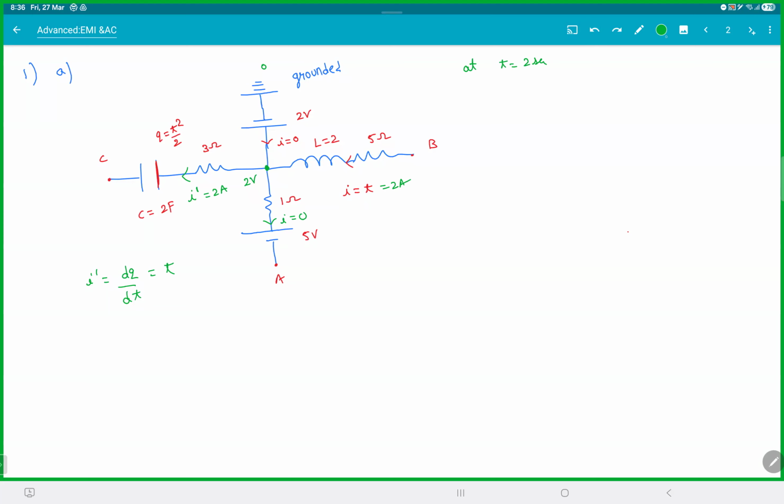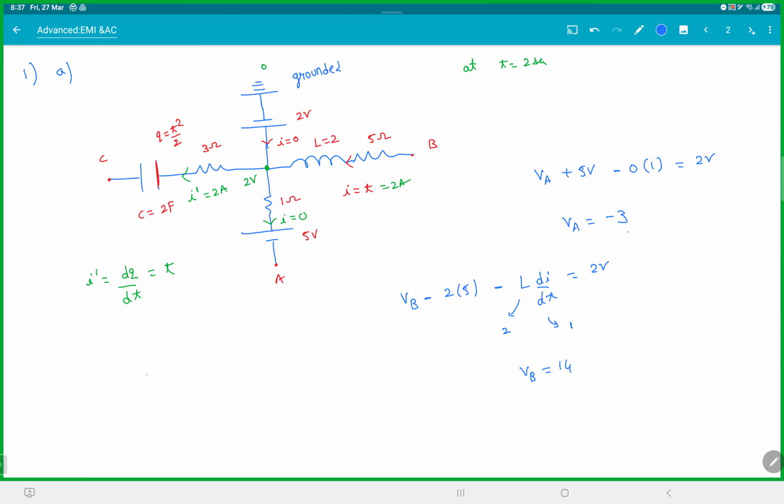So first get all the currents, and then apply Kirchhoff's law. We can start from A. I'll go from VA through the battery, 5 volt. There is no current there, so that is 0 into 1 ohm, and then I reach 2 volt. So VA is equal to minus 3. Go from B: VB minus 2 ampere into 5, then L di by dt, and then I reach 2 volt. L is 2 and di by dt is 1. So that will be minus 10, minus 2, minus 12. So VB is equal to 14. Make sense?